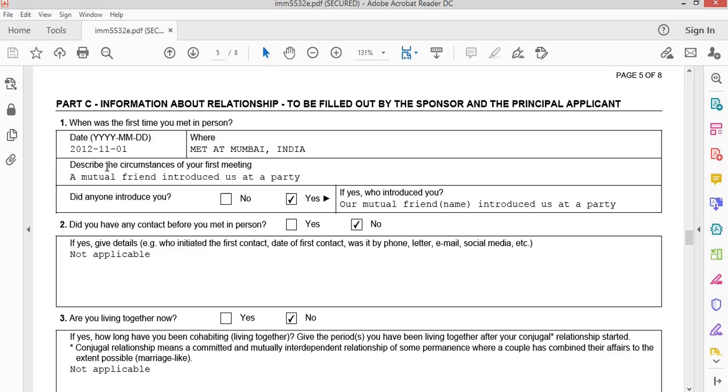Next is describe the circumstances of your first meeting. I have given an example. A mutual friend introduced us at a party. Whatever was the circumstance of your first meeting, you can describe it here. Did anyone introduce you? If nobody did, you can mark it as no. If yes, you have to provide this information. You can see an example here. Our mutual friend, whatsoever is the name of the person, introduced us at a party or wherever you met, based on your information. Did you have any contact before you met in person? If you did, you can mark it as yes and provide your details. If no, you can mark it as no and not applicable.